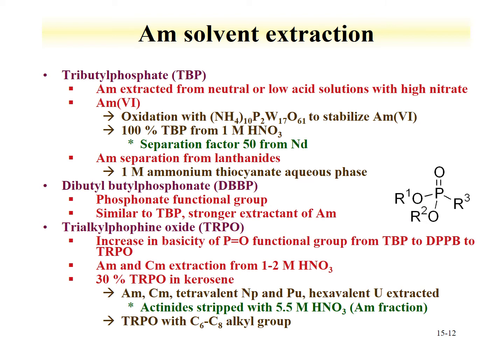And studies have shown with 30% TRPO in kerosene, americium, curium, and the trivalent, tetravalent neptunium, plutonium, and hexavalent uranium can be extracted. And these were done with C6 and C8 functional groups on the TRPO.